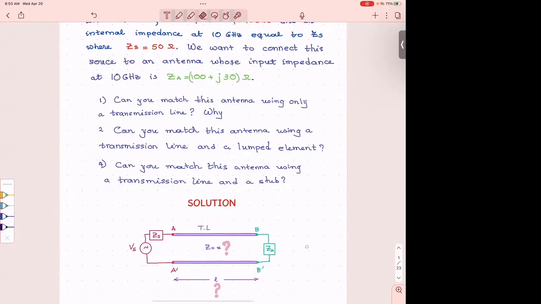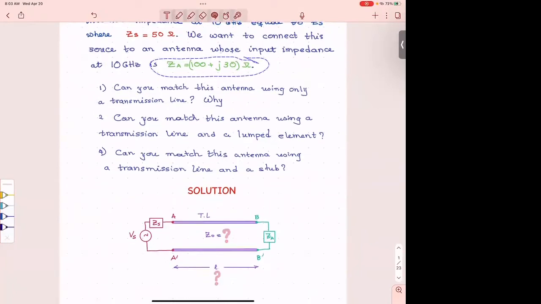And so I also give you the load is an antenna. And at that particular frequency of 10 gigahertz, the antenna has an impedance, which has a real part of 100 ohms and an imaginary part of j30 ohms. All right, immediately from that, we see that the antenna is inductive. Okay, so it has an inductive component.